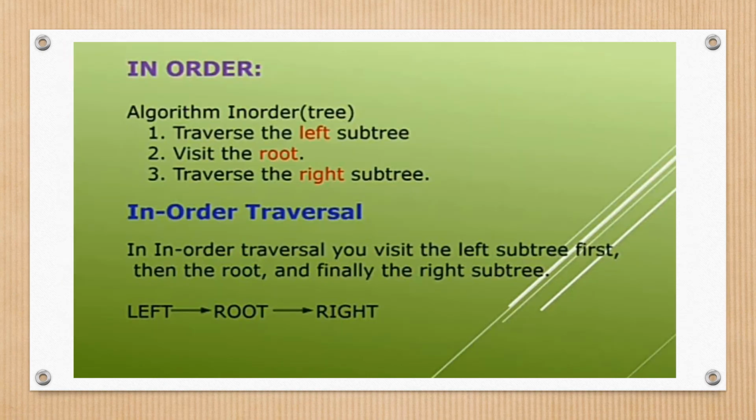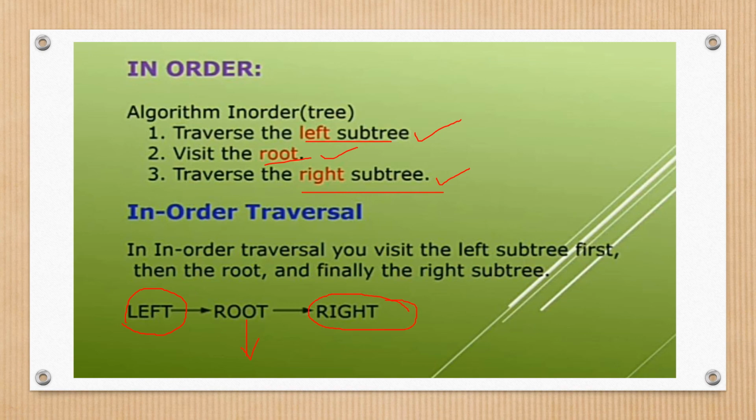Last is in-order. In in-order, first we will traverse the left subtree, then the root, and after that the right subtree. In pre-order it was root, left, right. In post-order, left, right, root. In in-order, first we have to visit the left subtree, after that the root, then only the right. This is called in-order traversal.